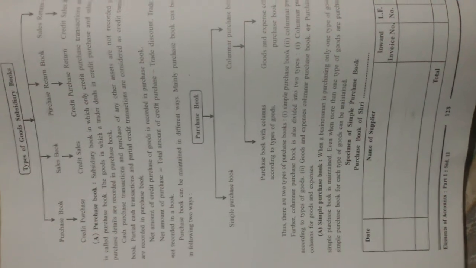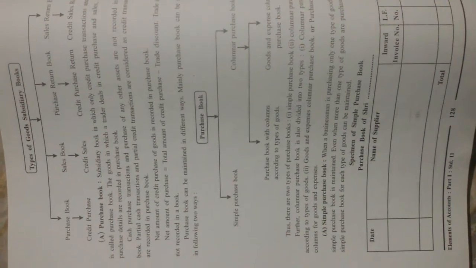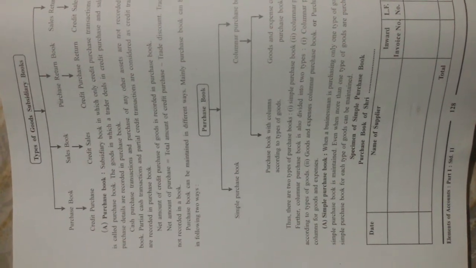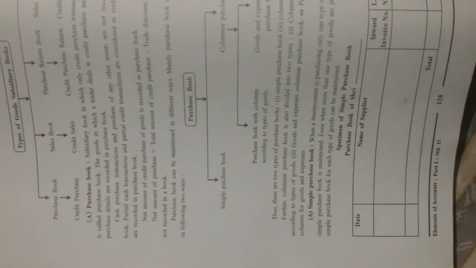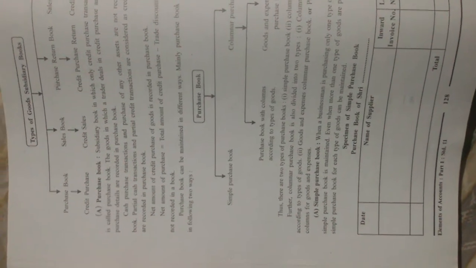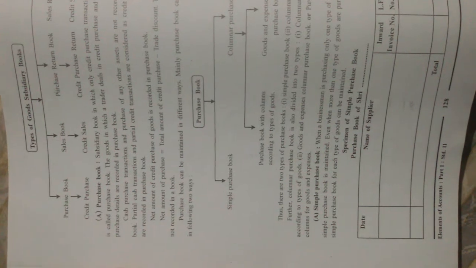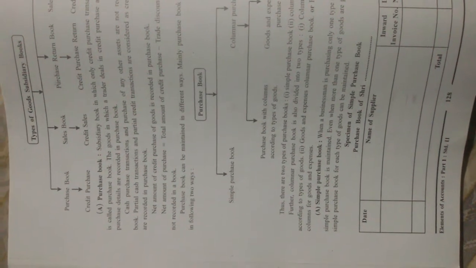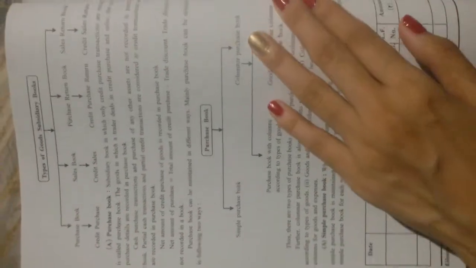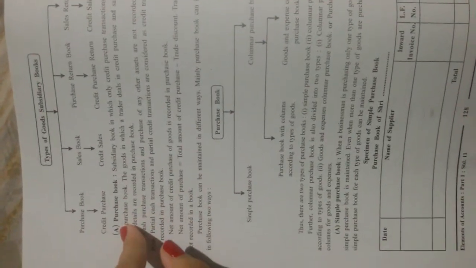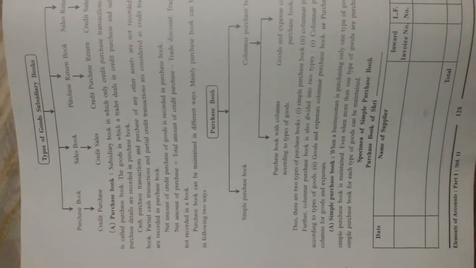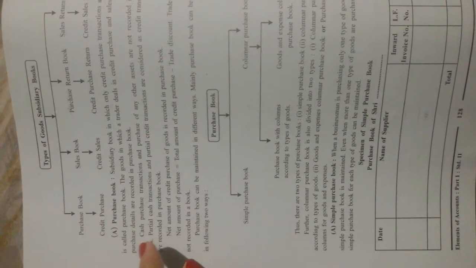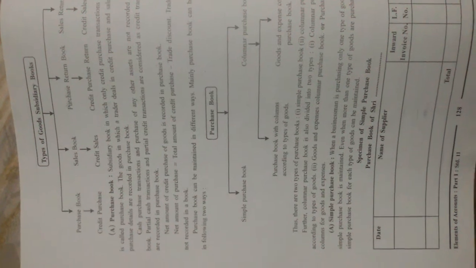So in the last video we started with chapter number 6, that is subsidiary books. In that we discussed the meaning of subsidiary books. Then we also learned about the types of subsidiary books: purchase book, sales book, purchase return book and sales return book. These are the types of goods subsidiary books. And we also discussed the meaning of purchase book.